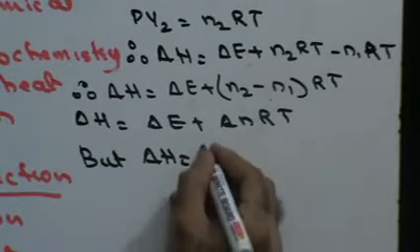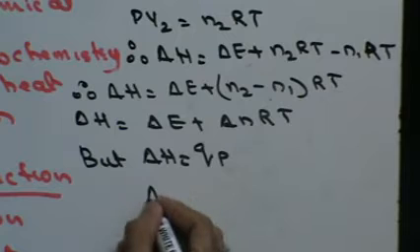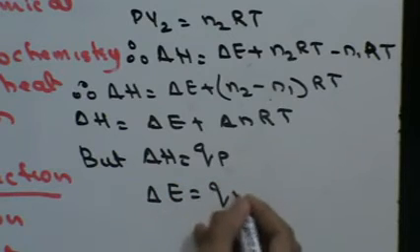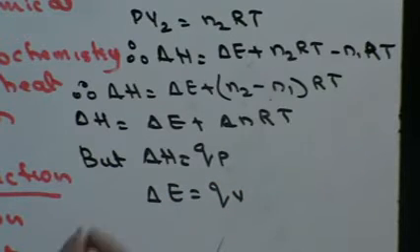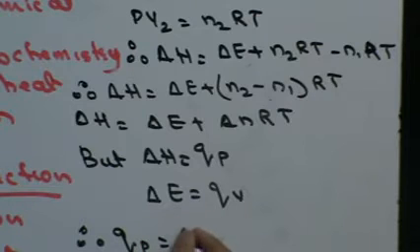Here n2 minus n1 is delta n. But delta H, the change in enthalpy, is nothing but the heat absorbed at constant pressure, and change in internal energy is the heat absorbed at constant volume. Therefore, the heat absorbed at constant pressure is equal to the heat absorbed at constant volume plus delta nRT. That's my relationship between heat absorbed at constant pressure and constant volume, right? We'll stop this here for the day. Thank you very much.